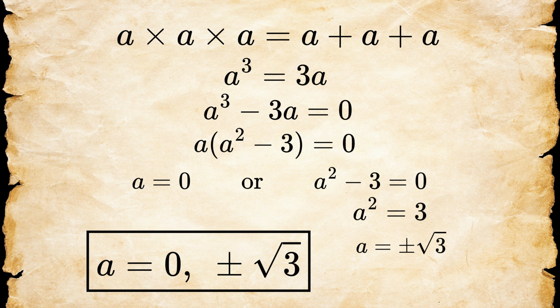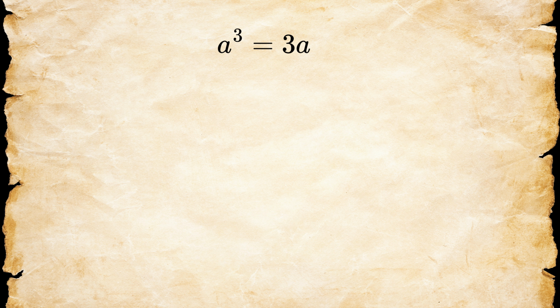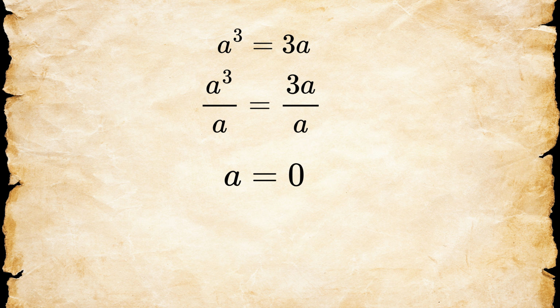Now here's the mistake that catches almost everyone in exams. Many students divide both sides by a in the very first step because it looks faster. But if a itself is 0, then dividing by 0 is impossible. By doing that, you've accidentally thrown away one correct answer before finishing the problem. That's why shortcuts can sometimes lead to wrong answers.